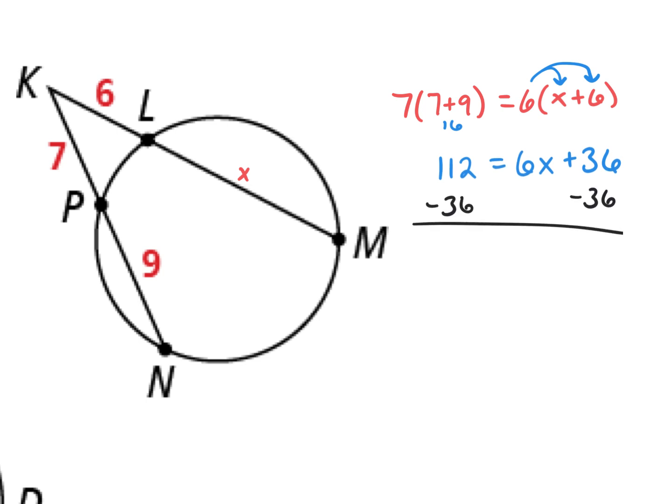Wait, why did you distribute the second one? Not the first one. Good question. So order of operations, remember, is PEMDAS. What does that P stand for? Parentheses. So here, could I simplify 7 plus 9? Yeah, that's where we got 16. But over here, can I simplify x plus 6? Does that make sense? Yeah. That's why we had to distribute on that side.